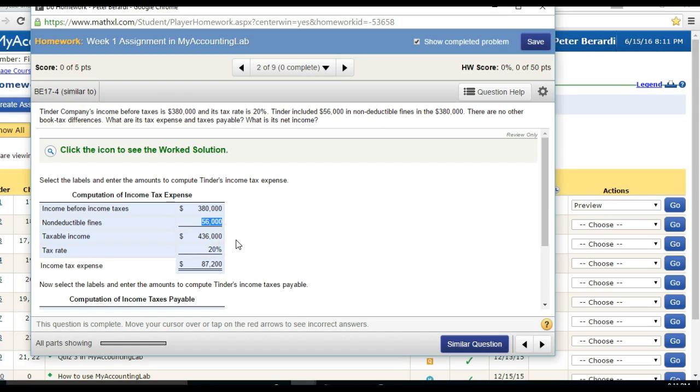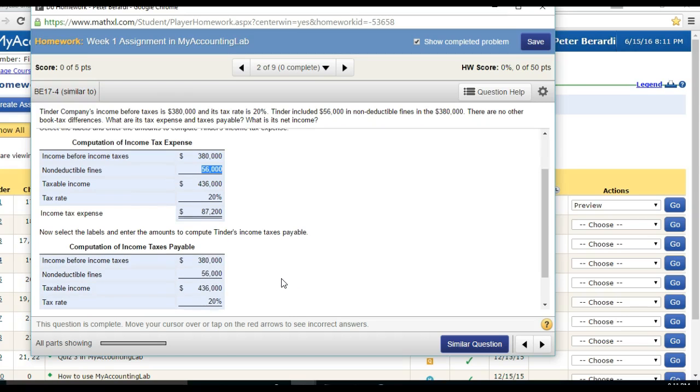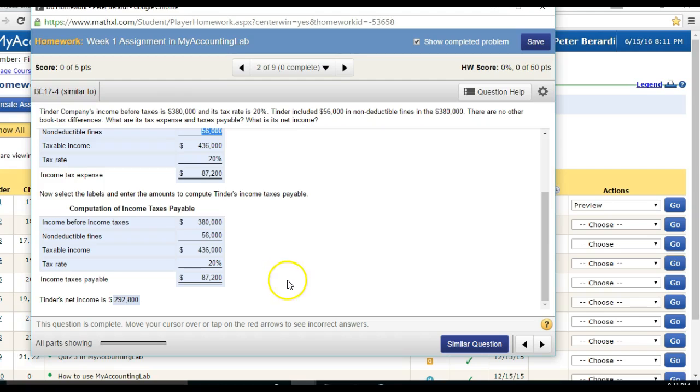The tax rate is given at 20%. Therefore, the income tax expense is 20% of $436,000 equals $87,200. That's the income tax expense. The computation of income tax payable is going to be the same because this is a permanent tax difference.